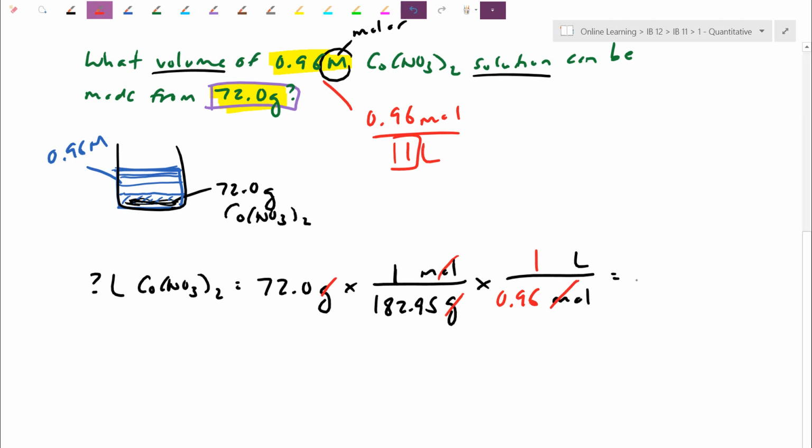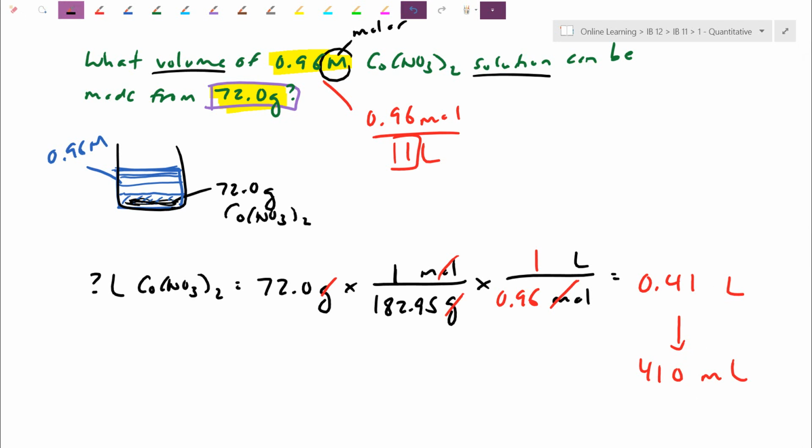And I find out the amount of liters I can make is 0.4099, so let's make it 410 like that. The unit will be 0.410 liters, or you can write that out here, 410 milliliters. Do keep an eye on your sig figs here. Actually, this is 2 sig figs, so I'm just going to leave that. Oh, perfect, 410. All right.